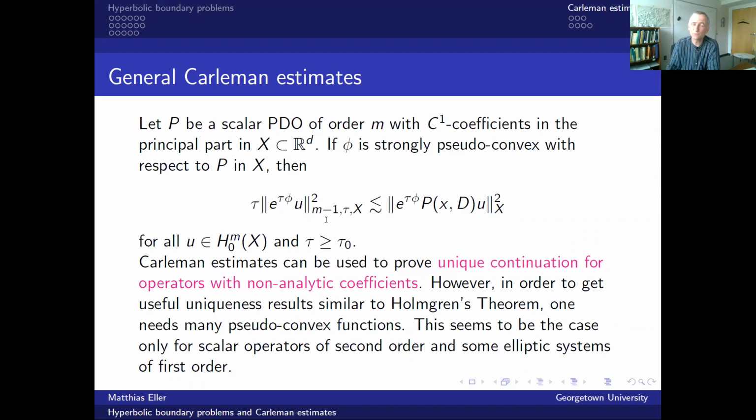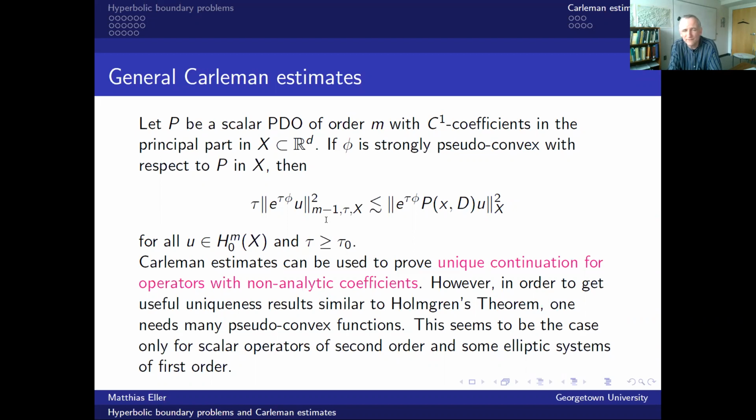However, in order to get useful results regarding unique continuation, something similar to Holmgren's theorem, you need quite a lot of pseudo-convex functions. My impression is that only for second order scalar operators do you get enough pseudo-convex functions. So, like for the second order wave equation, with adjustment also for parabolic or Schrödinger equations, and for elliptic equations, there's no problem. And then also for some elliptic systems.